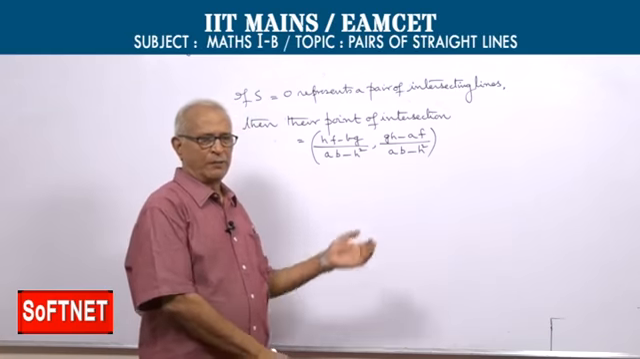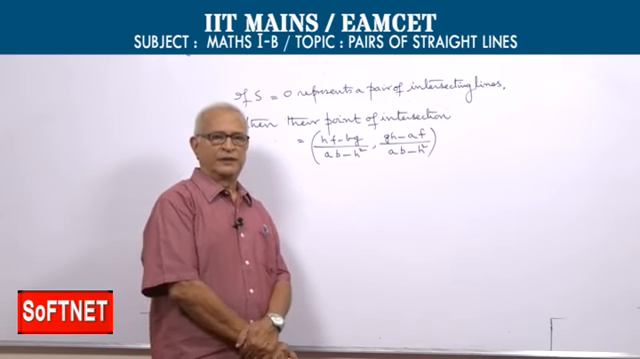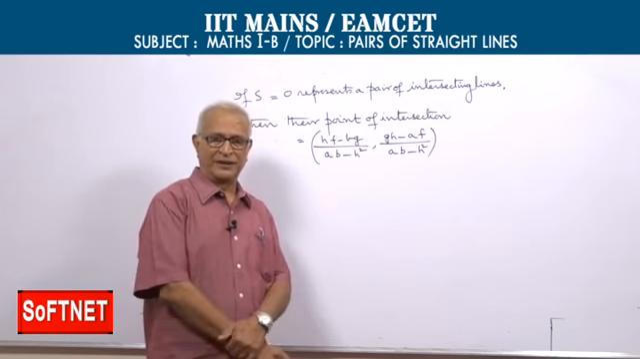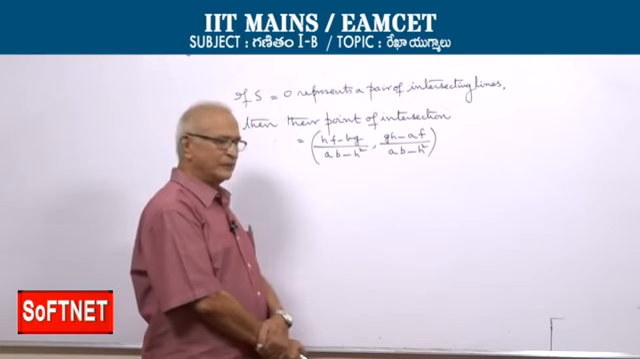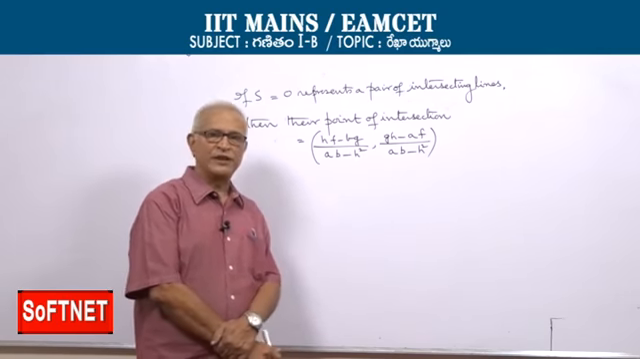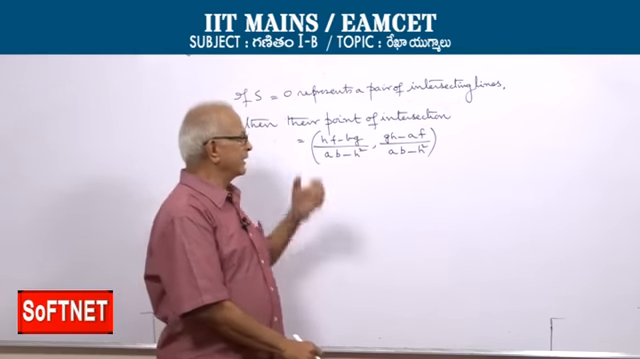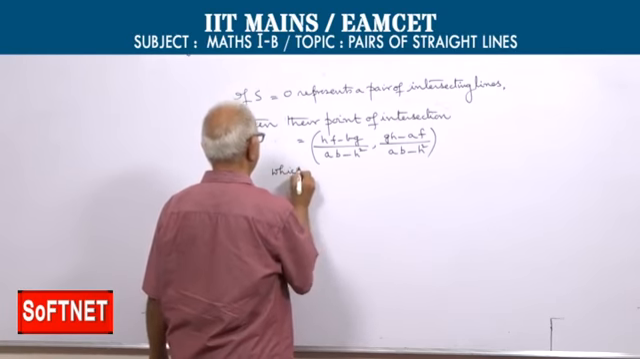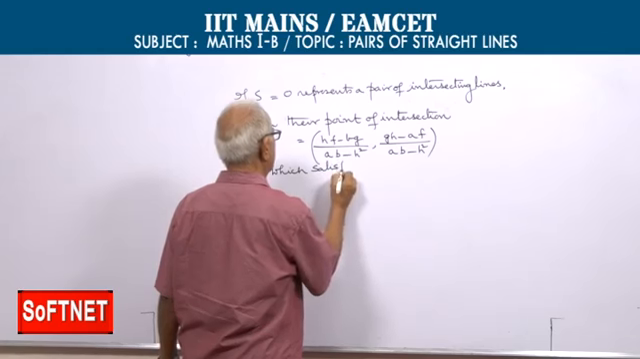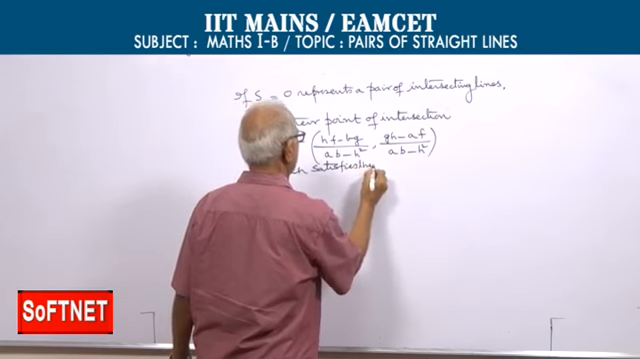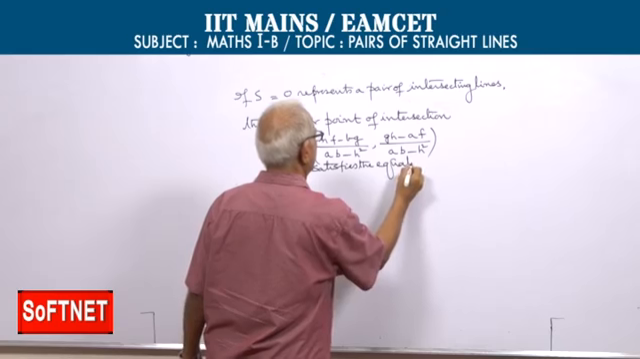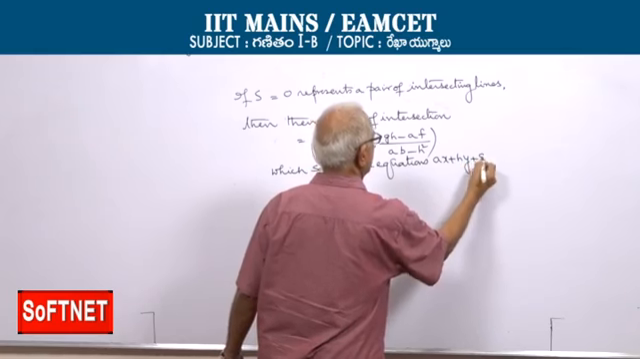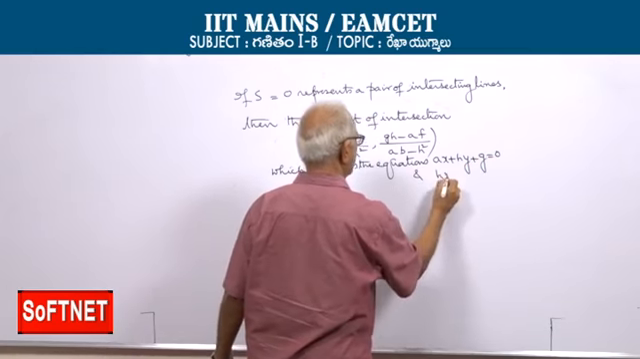Well, I don't require this formula, I don't use it while solving for the point of intersection of the lines represented by the general equation of second degree in x and y, that is S equal to 0. And sometimes it is useful if you remember that this point of intersection satisfies the equations Ax plus Hy plus G equal to 0 and Hx plus By plus F equal to 0.